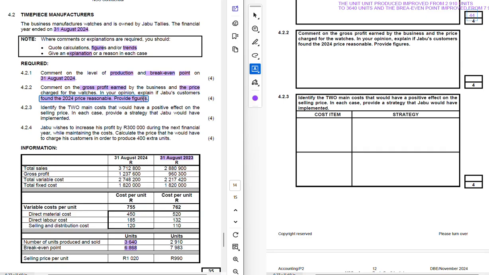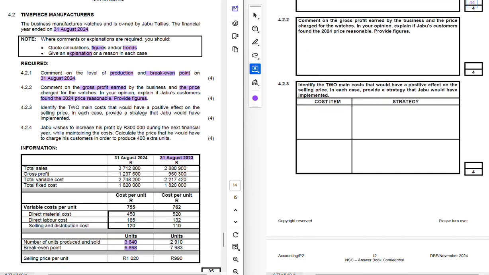First, you would have looked at the previous year's price, which is 990 and not 1020. That's the first mistake you would have made, and you wouldn't be responding to assessing the reasonability of the price for the 2024 financial year. Number two, you would have looked at the gross profit and not discussed anything about the price, or you would have looked at the price and not discussed anything about the gross profit. In this case, we are asked to comment on both the gross profit and the prices and speak of the reasonability of the price charged in the 2024 financial year.